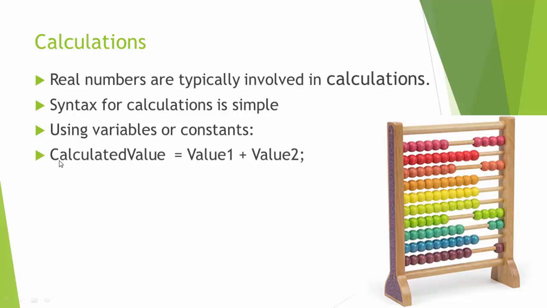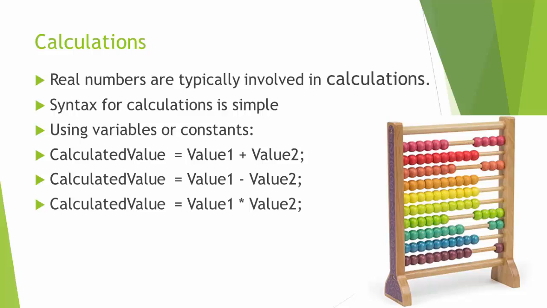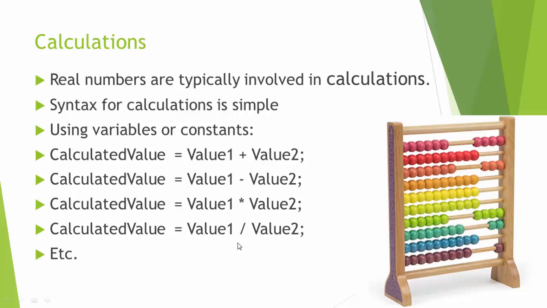So here's an example of a calculation command: calculated value equals value 1 plus value 2. The only thing you need to remember is that the calculation must be on the right-hand side. It's not like in math class where you can have the opposite order. That doesn't work. We can, of course, have subtraction as well. Multiplication is the asterisk, and division is the slash.